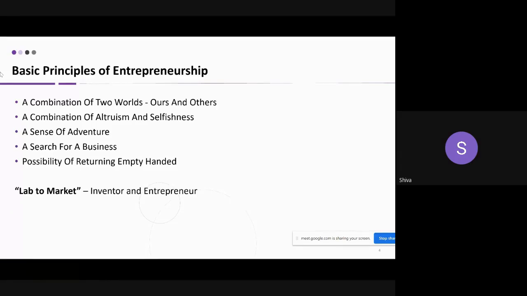What else do we need in our lab to market journey except to look at biomimicry? Because everything about biomimicry is deep tech. Whatever I get out of biomimicry, and if I want to commercialize it, it is deep tech, it is lab to market. So I become an inventor and an entrepreneur in one.